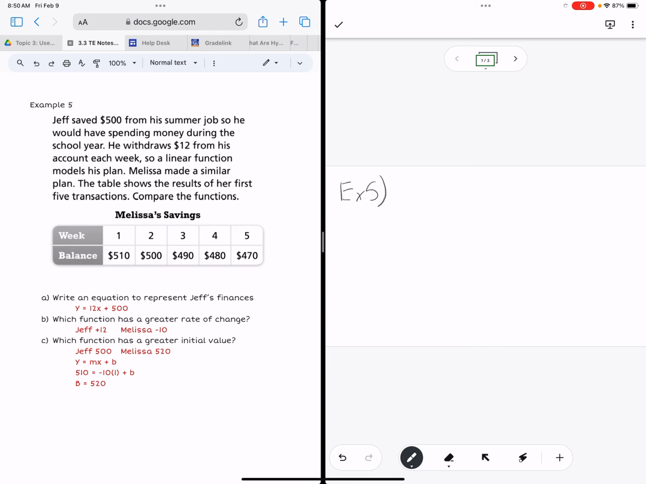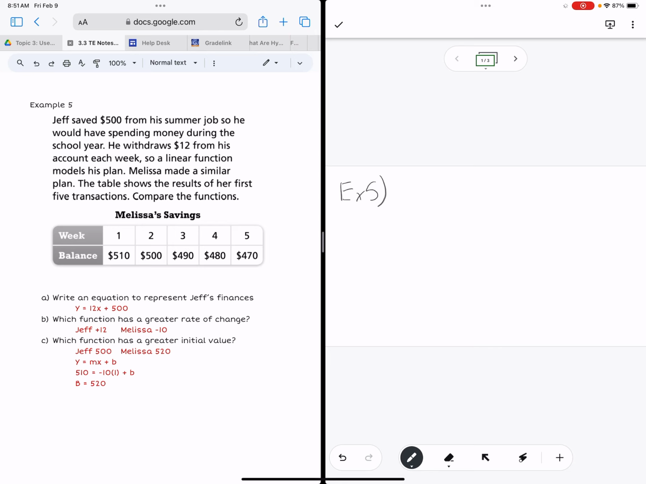If a linear function models his plan, which means we can use what formula? y equals mx plus b. If you see a word problem that says it's linear, that means you can use y equals mx plus b. Then it says, Melissa made a similar plan. The table shows the results of her first 5 transactions. Compare the functions. So, example 5, letter A, says write an equation that represents Jeff's finances.